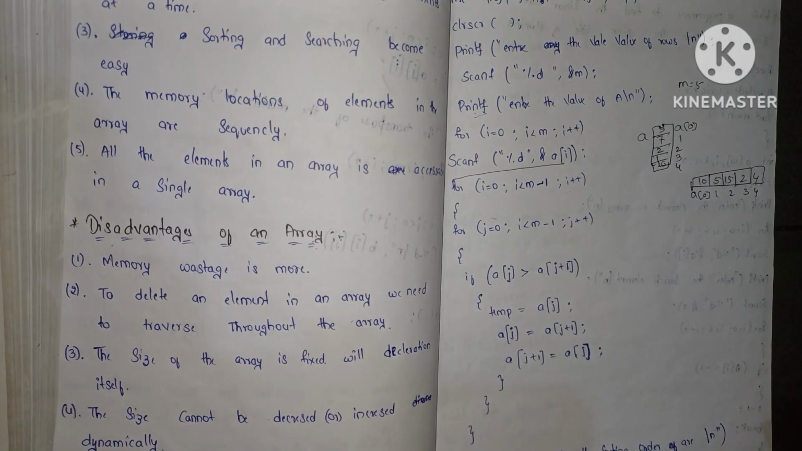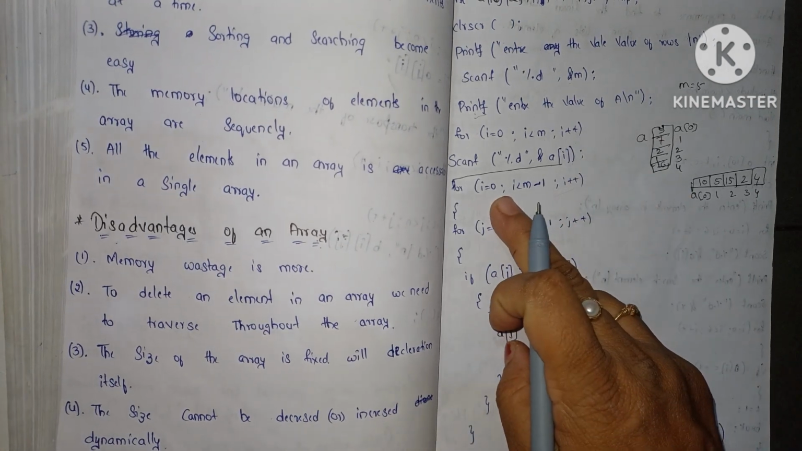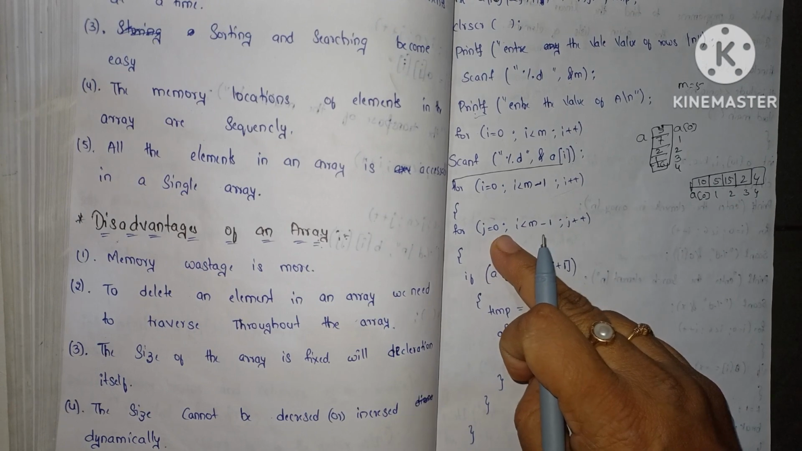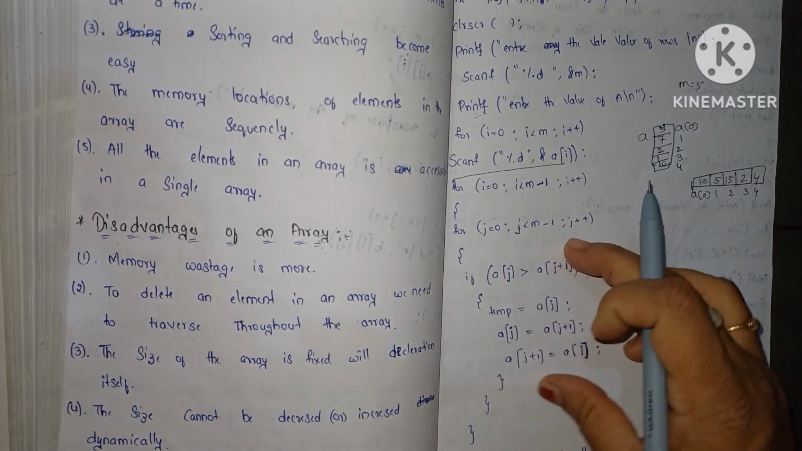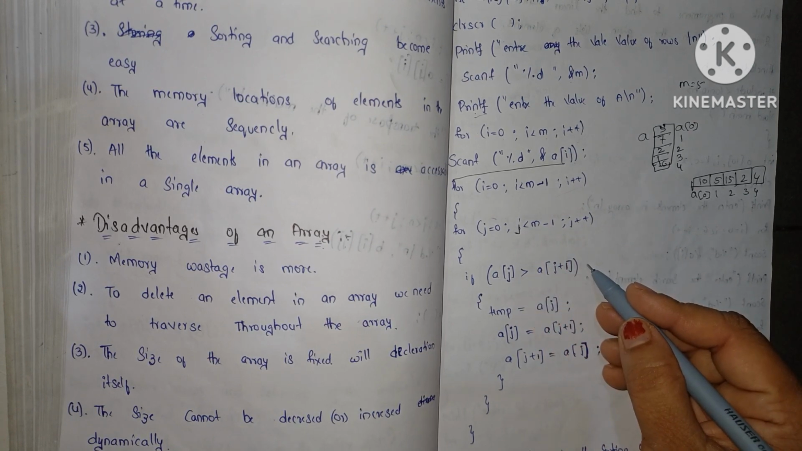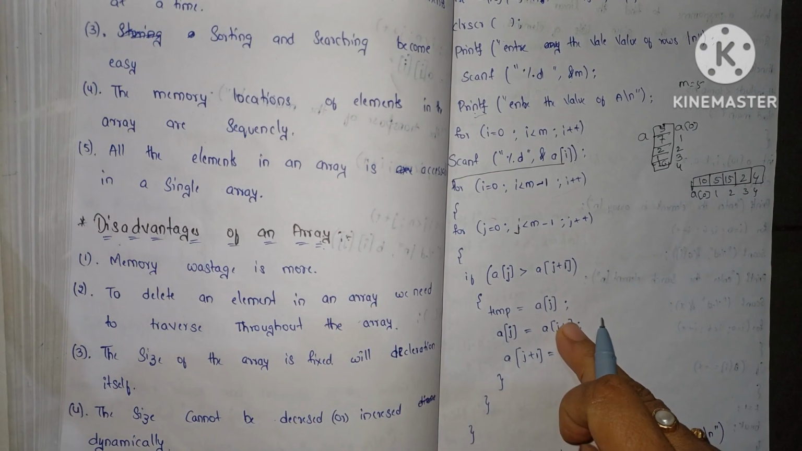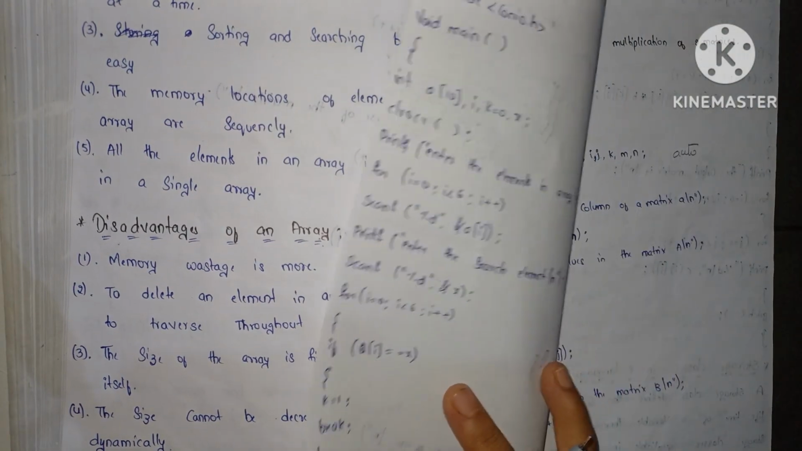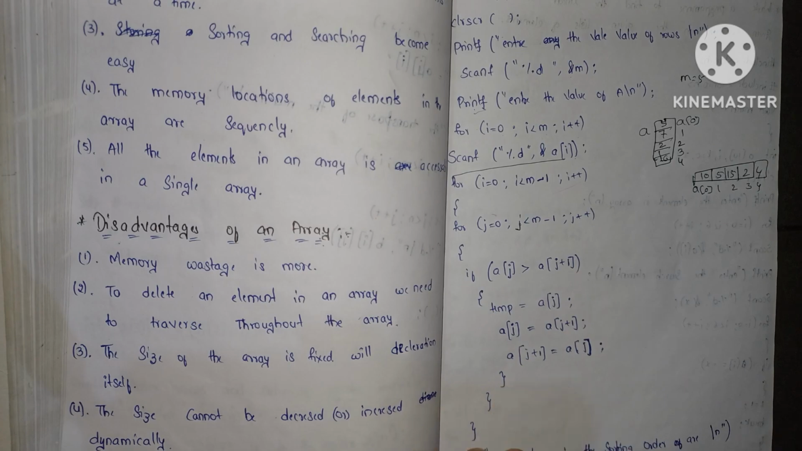Now I want to sort the elements in an array. So this is the logic. For I equal to 0, I less than M minus 1, I plus plus, J equal to 0, J less than M minus 1, J plus plus. This is the sorting logic. If A of J greater than A of J plus 1, using a temporary variable, we just change the values, swapping the elements one to another. So like this we can sort the elements. So all of this is considered as array topics.